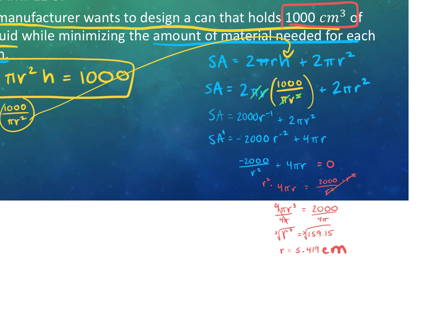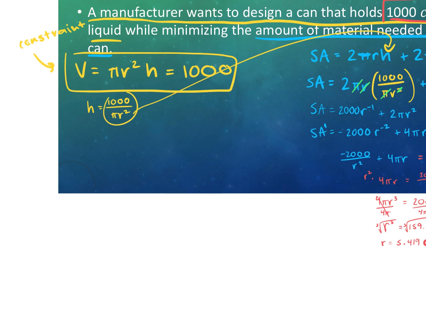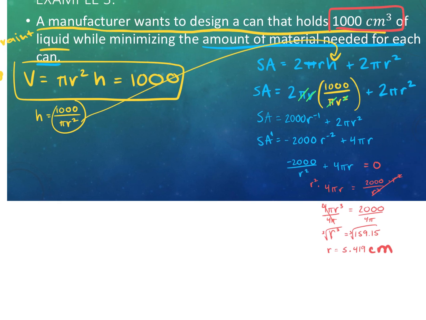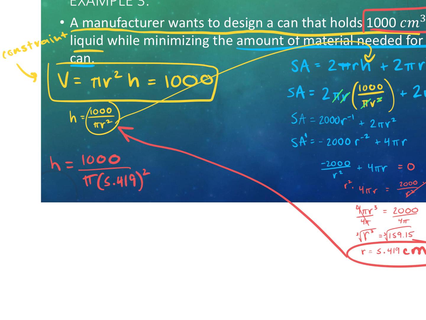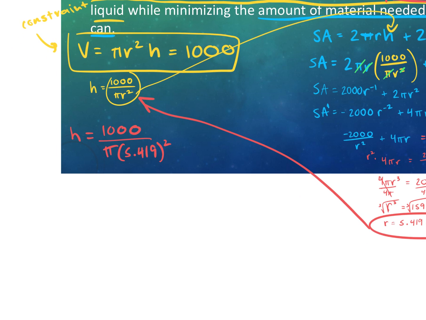Now what else do we have to find? We have to find the height. So what could I do to find the height? Awesome. We're going to plug in r into our first equation, or I can plug it into the simplified first equation here. So h is equal to 1,000 over pi times 5.419 squared. When we put this into the calculator, we get 10.8 centimeters.